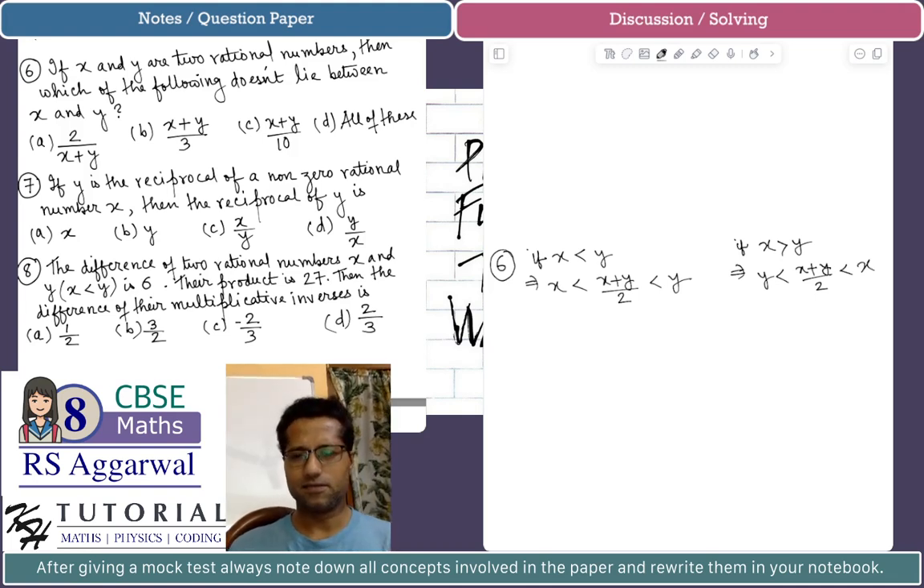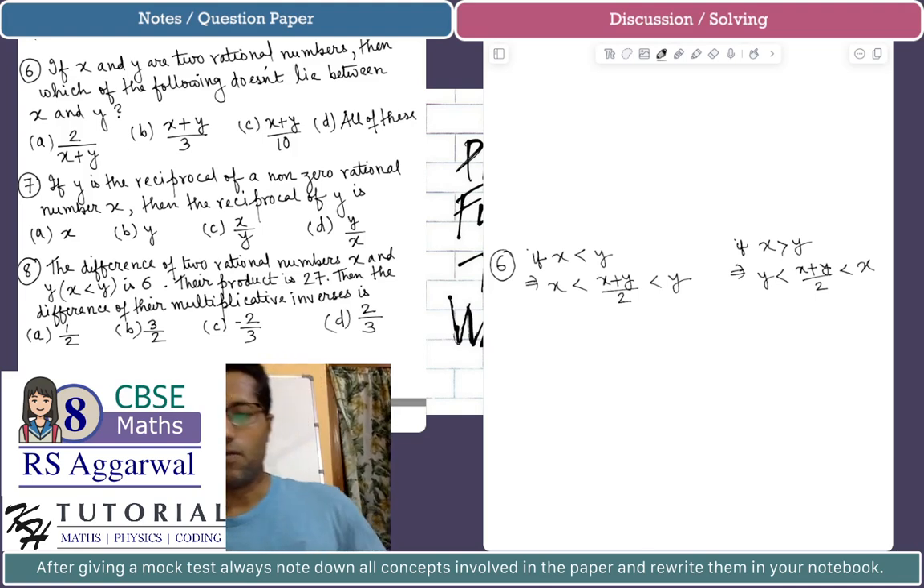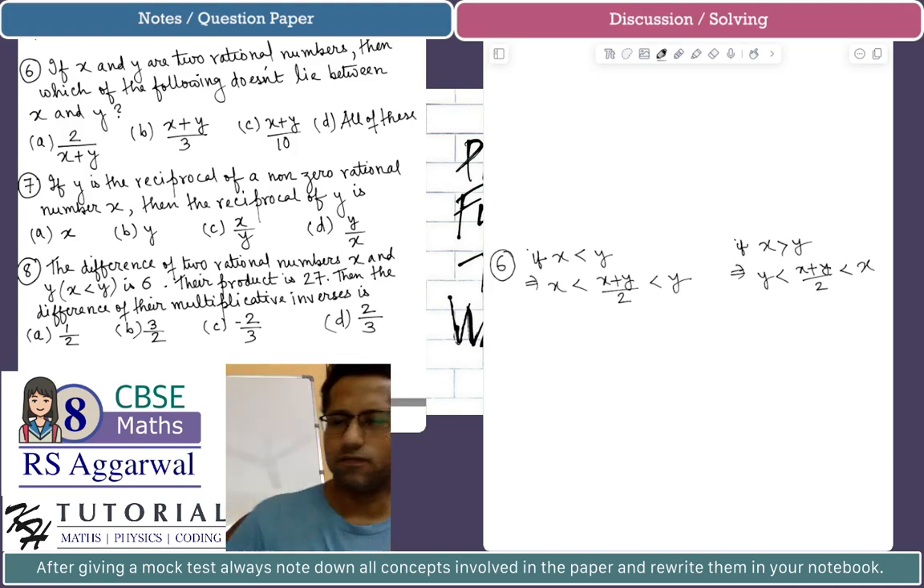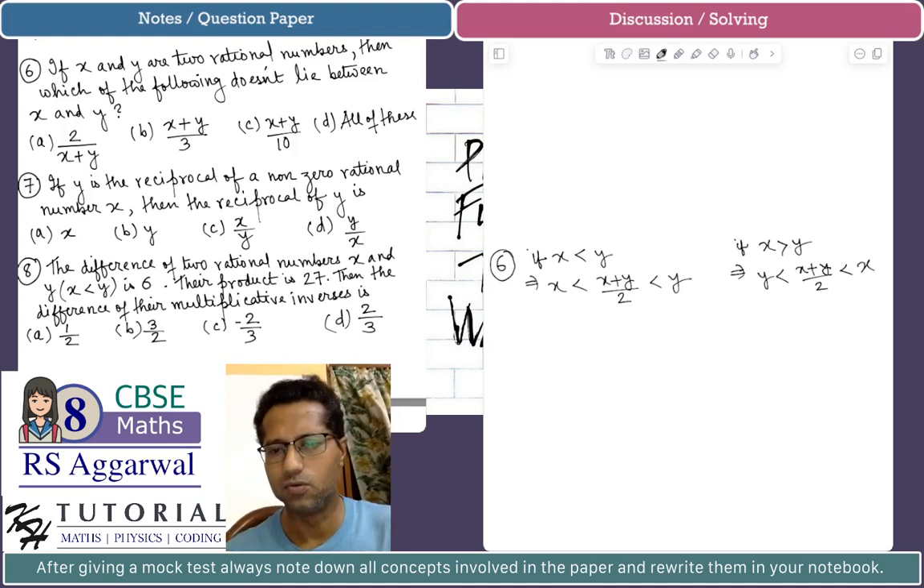Now, in either case, irrespective of whether x is less than y or x is greater than y, we can see that (x plus y) by 2 is lying between x and y. Whether x is greater than y or y is greater than x, it is not known.